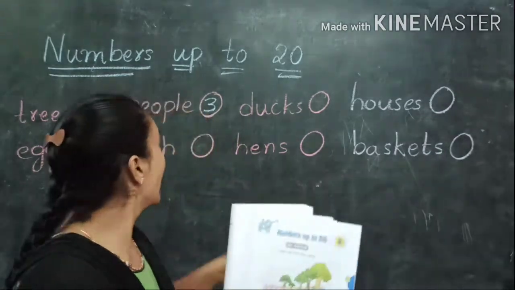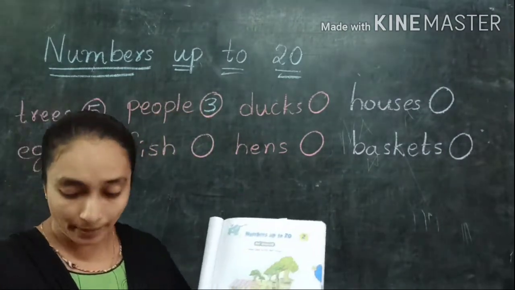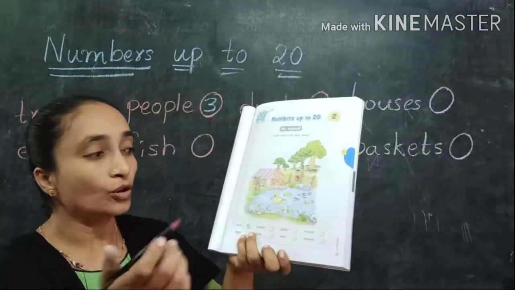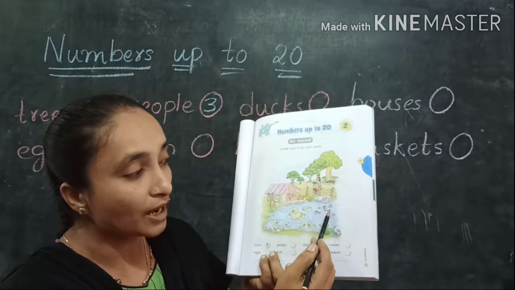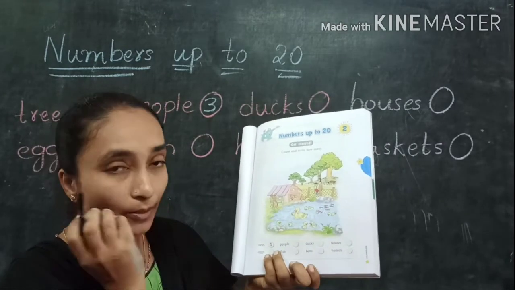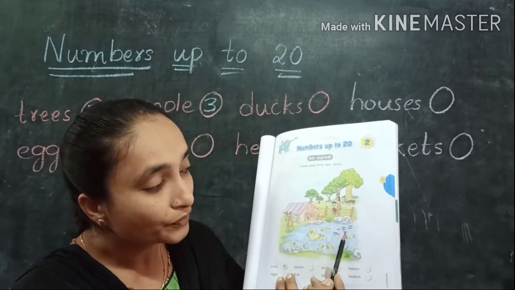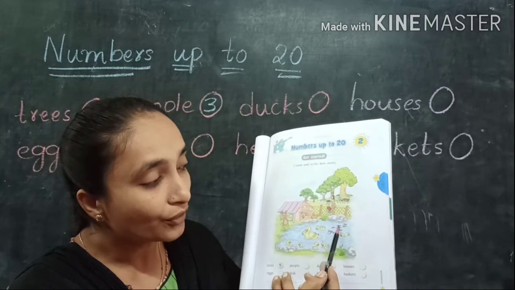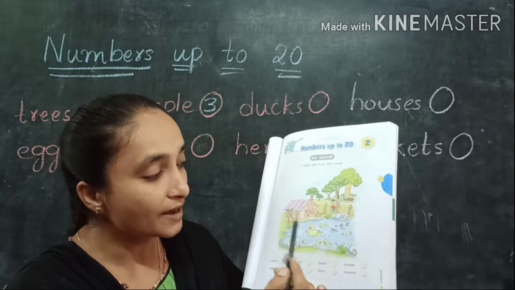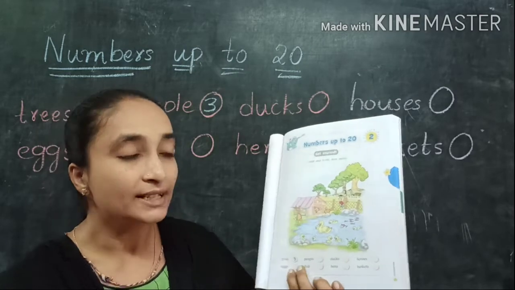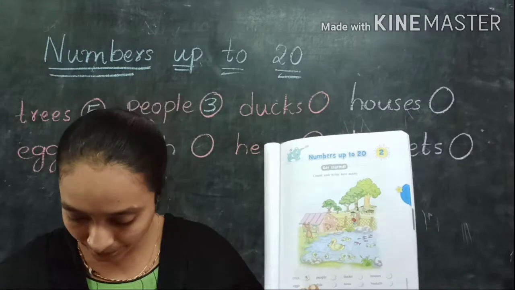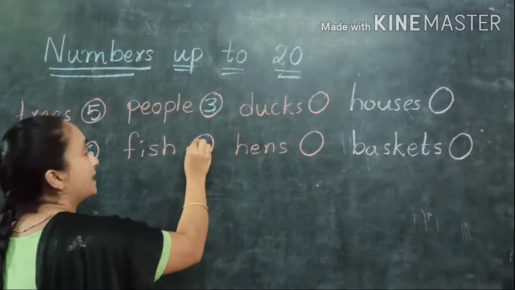And then they have given fish. How many fish are there? In this picture we have the pond. How many fish can we see in this pond? 1, 2, 3, 4, 5, 6, 7. So a total of 7 fish are there in the pond. Here we can write 7.